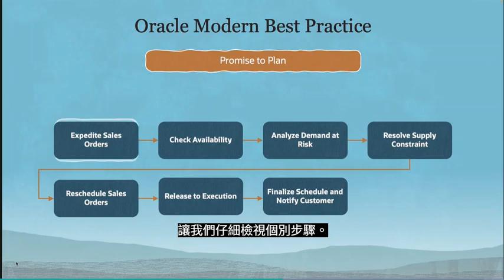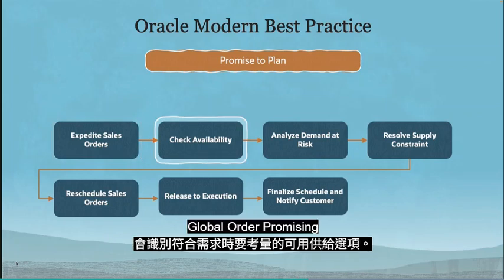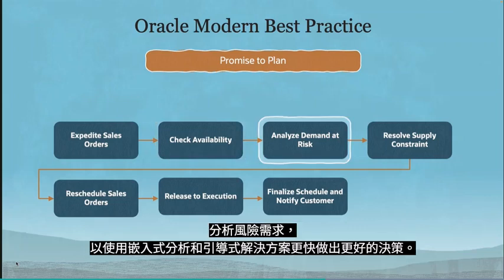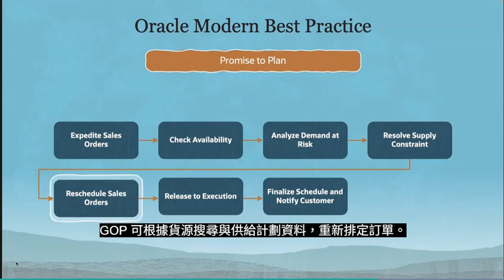The process begins when there is a request to respond faster to demand changes on a sales order. Global Order Promising identifies available supply options to consider for meeting the demand. Demand at risk is analyzed to make better decisions faster using embedded analytics and guided resolution. GOP will manage backlog effectively by monitoring overall performance of scheduling operations to resolve supply constraints. GOP enables order rescheduling based on sourcing and supply plan data.